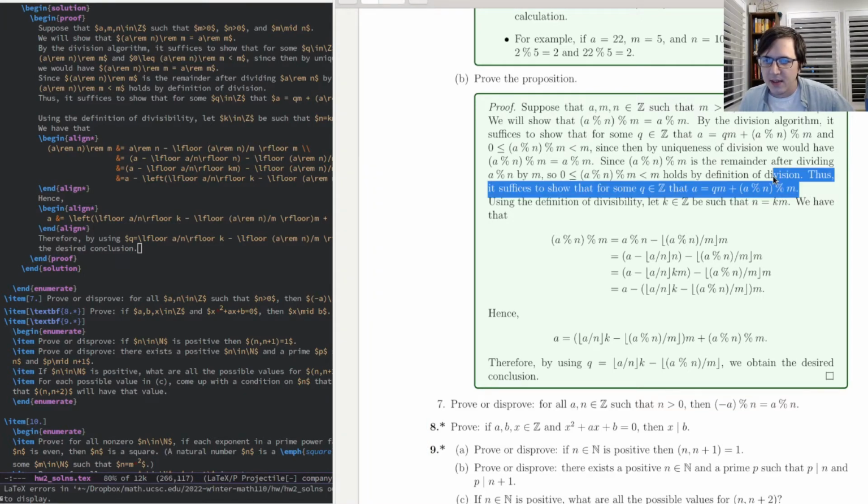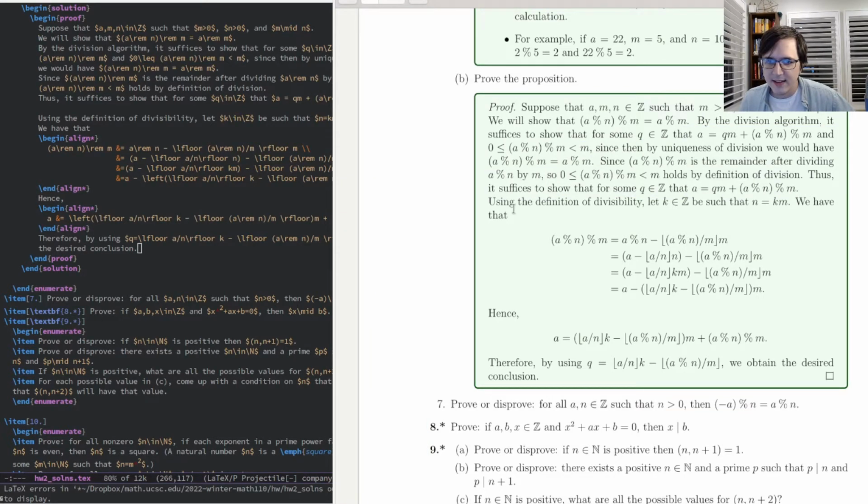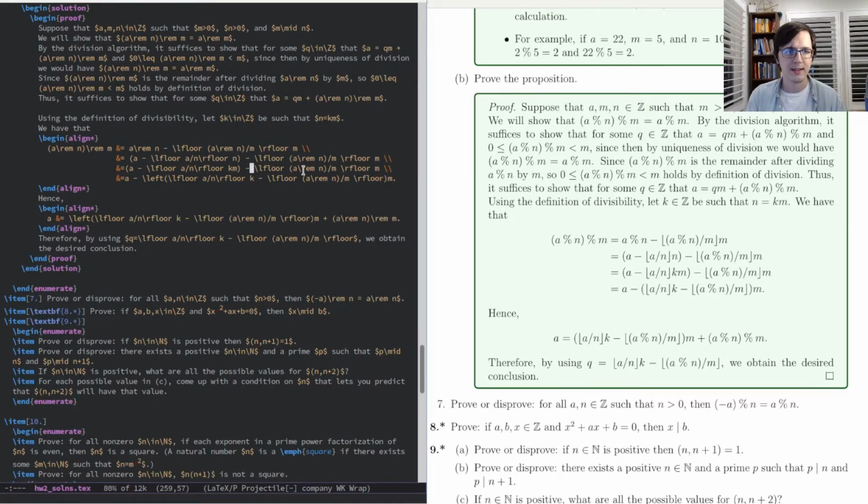Okay, so up to here was fine as when we were reading it. So using the definition of divisibility, let k be such that n equals km, and we have that a mod n mod m is a mod n, the thing we're dividing by m, minus the quotient by m, and then we do the same, a minus the quotient of a by n times n, subtracting the old thing, replace n, factor out the m. Of course I made a little mistake there.